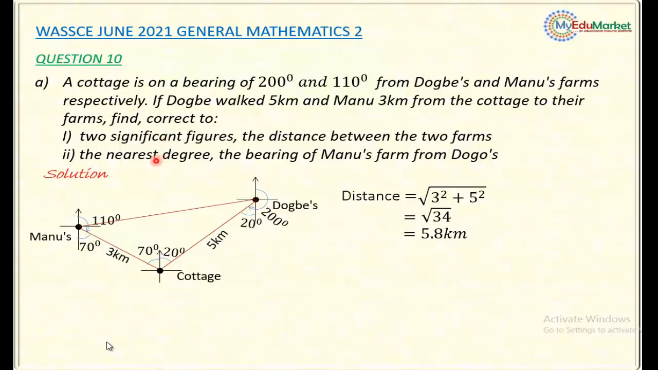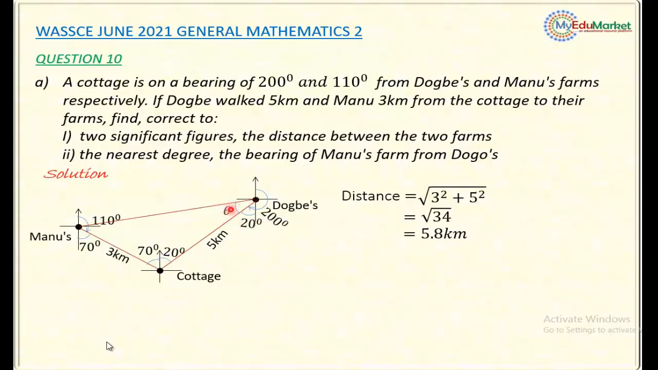I'll move to question Roman 2, where I am asked to find, to the nearest degree, the bearing of Manu's farm from Dogbear's. So this is Manu, this is Dogbear's farm. So I need to find the bearing of this place, but from here. From here. So to do that, I have to get this angle. So let me call it theta.